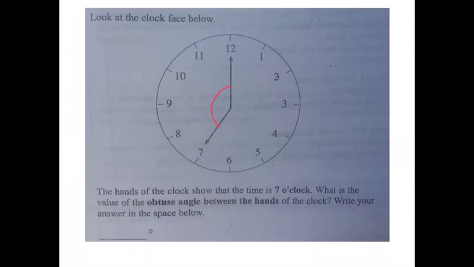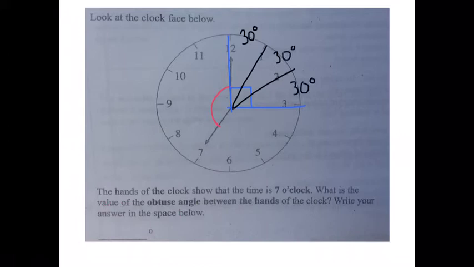Okay, so if we look first at this angle, we've got a 90 degree angle that has been split into 3. So it's 90 degrees split into 3, so we've got 30 degrees, 30 degrees, 30 degrees.